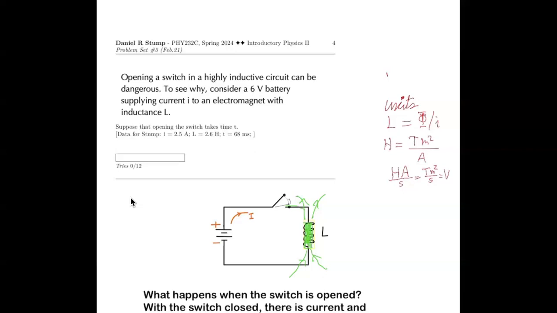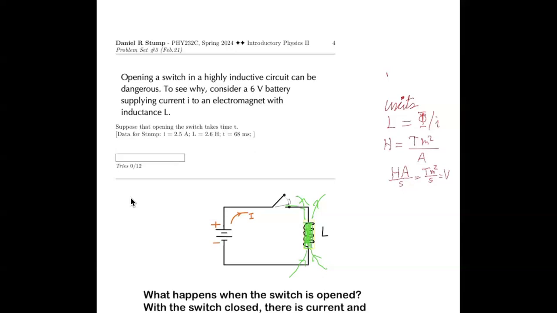And if the current is 0, then there won't be any magnetic field here. This is no longer an electromagnet because it doesn't have any current. It's just a coil of wire. But magnetic field has energy. So where did all that energy go? It's got a large amount of energy from magnetizing the iron core. When I open this switch, all that energy is gone someplace else. Where's it gone?